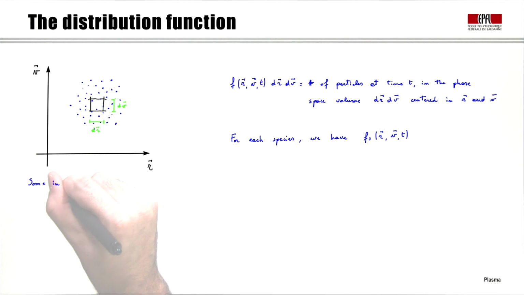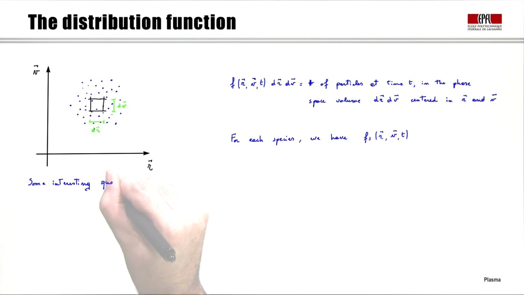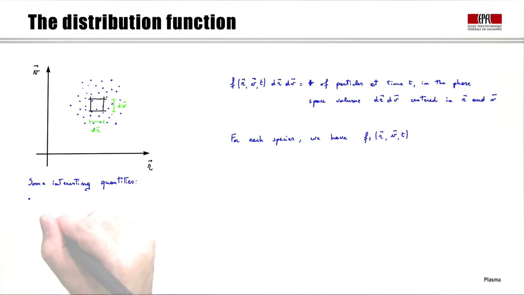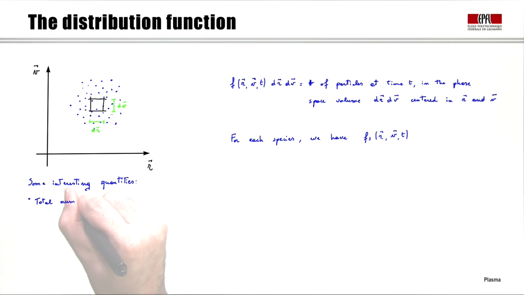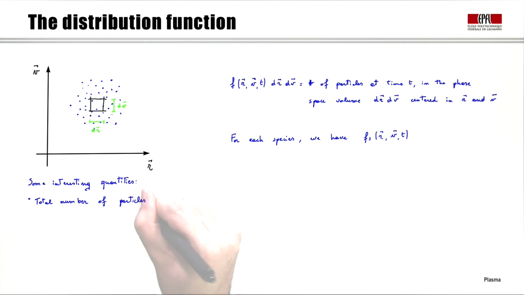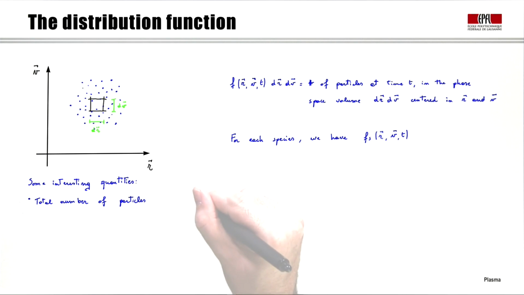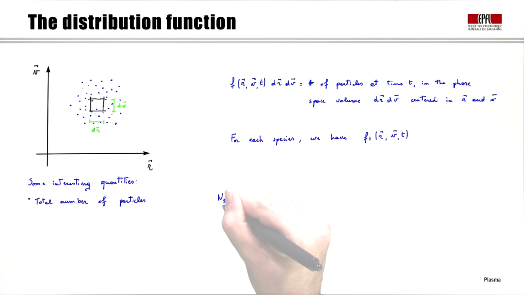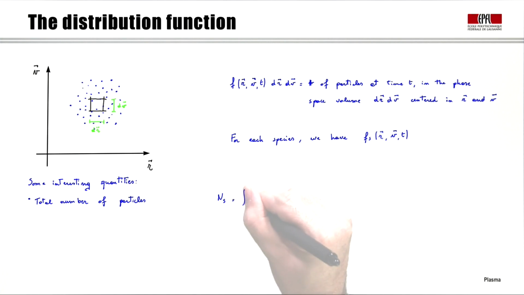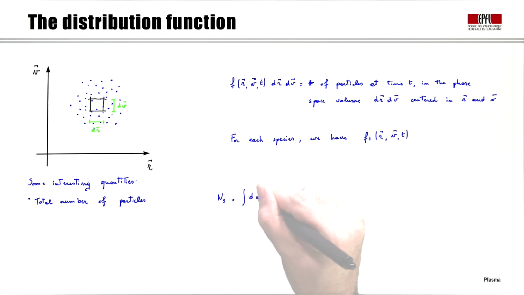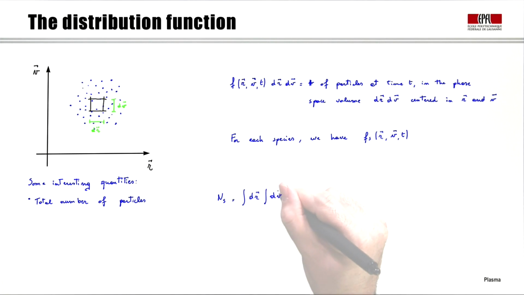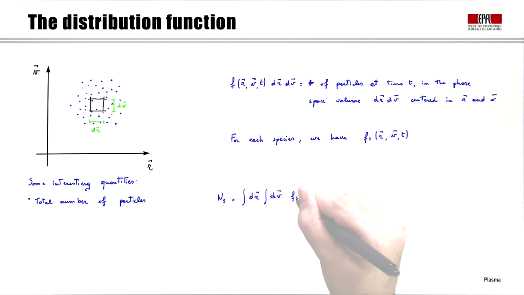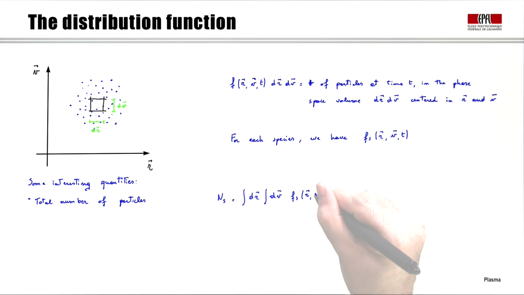Some interesting quantities. First, the total number of particles for species S, which we'll call capital N_S, and this will be the integral over all positions and over all velocities of the distribution function.